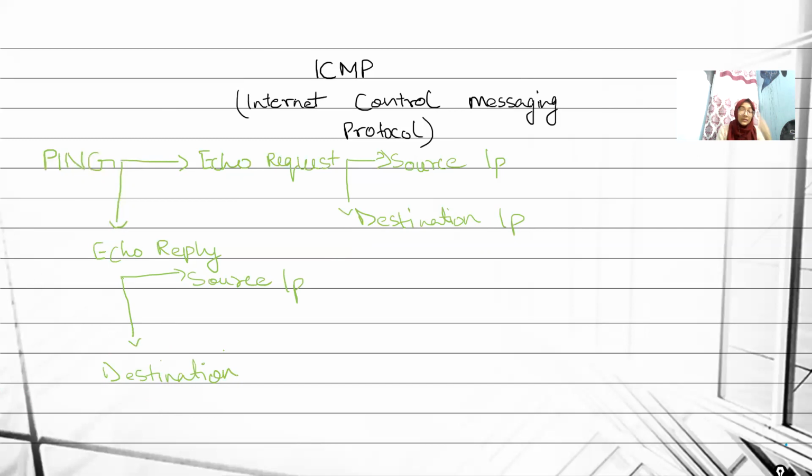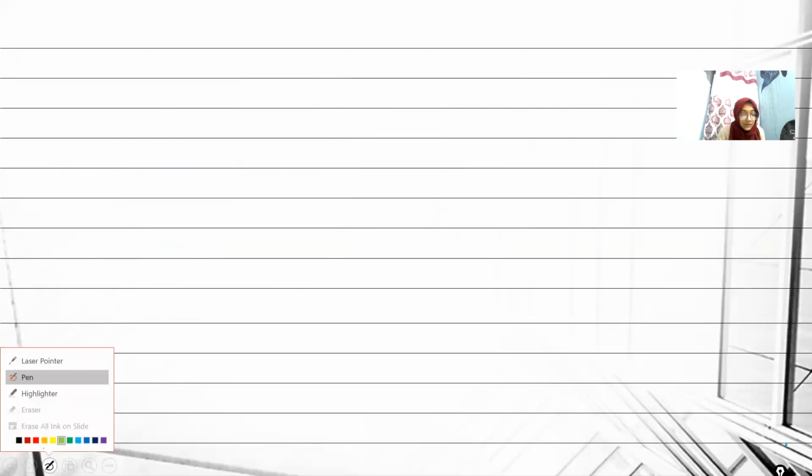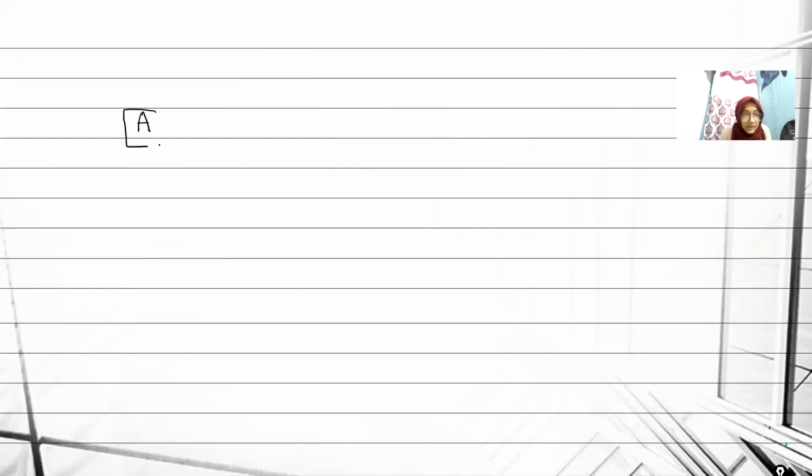So let's learn with an example. Suppose we have two machines here, machine A and machine B, connected to each other. The IPs are 199.1.2.1 and 199.1.2.3.